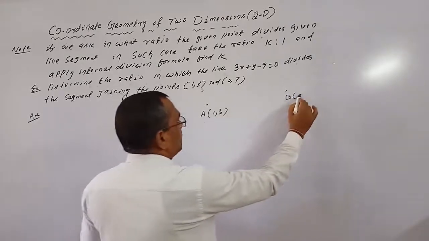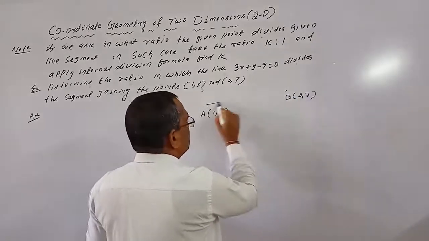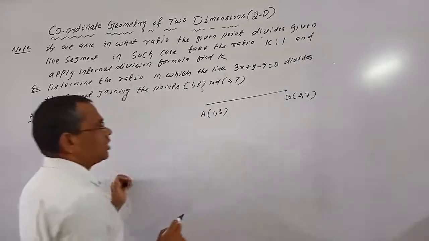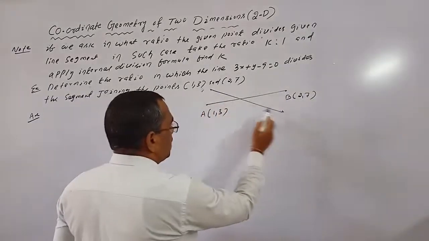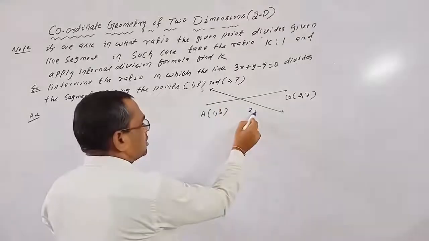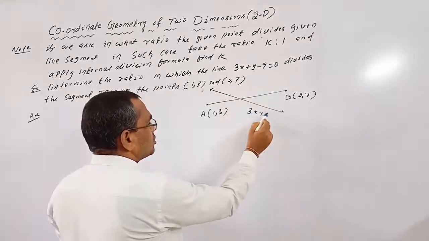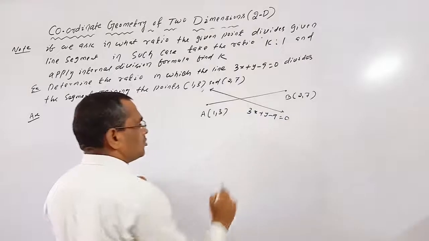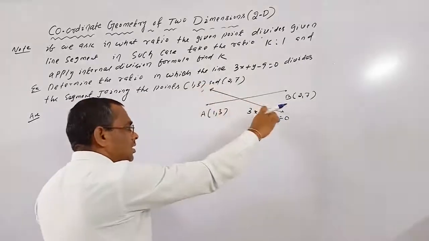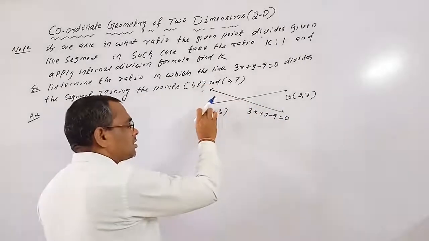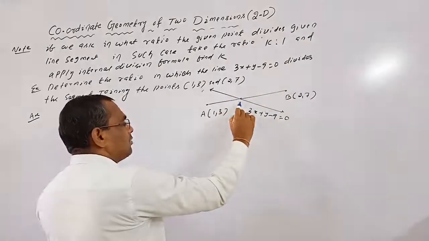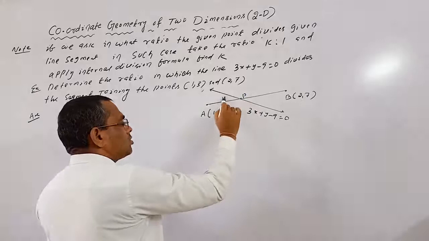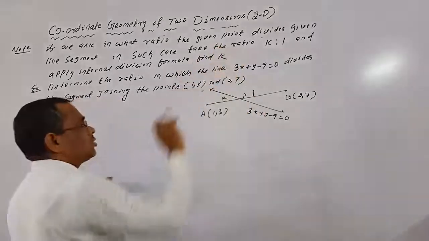So you take first the line segment joining these two given points, A (1, 3) and B (2, 7). This is the line segment joining these points, and here is the given another line, whose equation is 3x plus y minus 9 equal to 0. This line divides the given segment AB at which point? Suppose this point is P, in what ratio? k is to 1. You take the ratio as k is to 1.